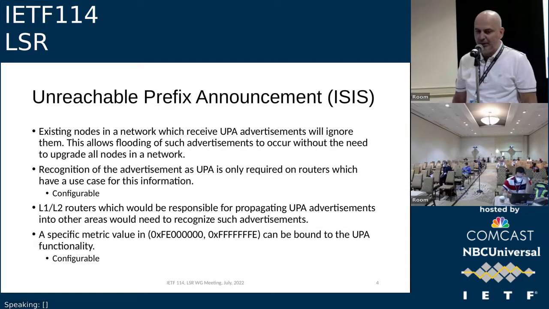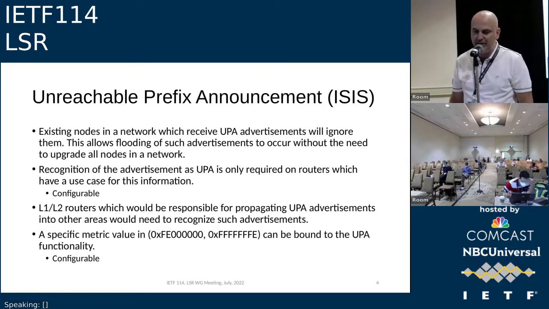So how will this work? The existing nodes which receive this will just flood and propagate it, but not use it. That's the behavior that the current specs mandate. The recognition of this advertisement and its usage is only needed on the nodes that want to use this information. So typically this would be the PEs. If they are interested, they can be configured to use this information and pass it to whatever applications may be interested in it.